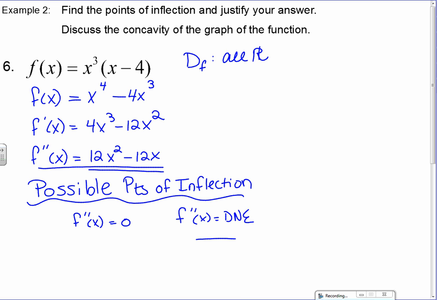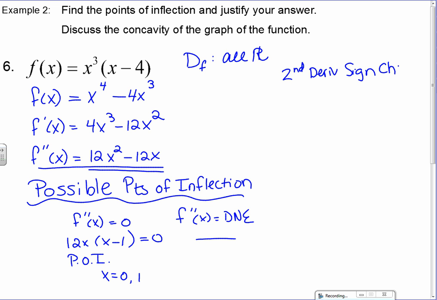Now, let's factor that. We'll pull out a 12 and an x, and that's going to leave us an x minus 1. Set it equal to 0, and I have 2 possible points of inflection. One of them occurs at 0 and the other occurs at 1. Now, what I'm interested in is the sign around this. So we go into a second derivative sign chart.